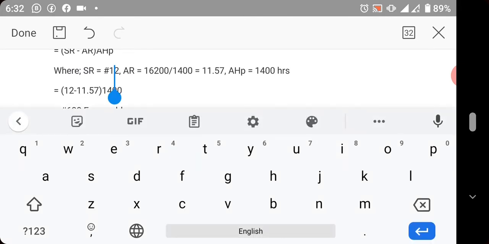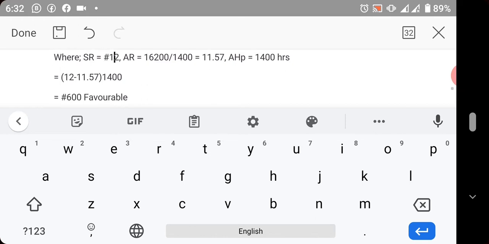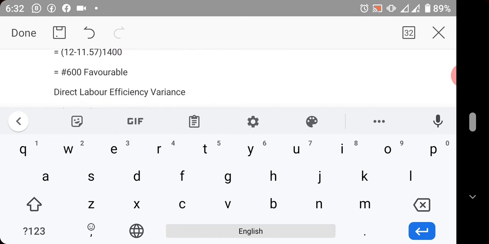Actual rate is 16,200 divided by 1,400. We want to get actual rates per unit. If you divide, since we paid them 16,200 naira and they worked for 1,400 hours, they earned 11 naira 57 kobo. So you substitute and that gives us 16,600 naira favorable.